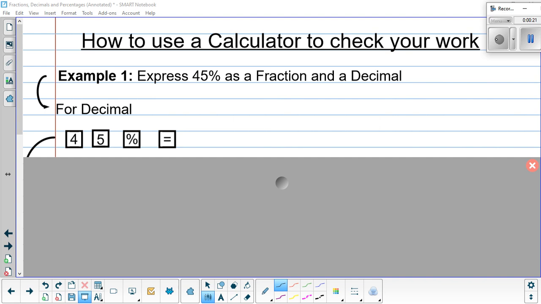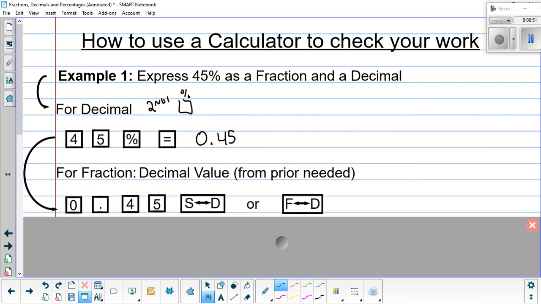So, example 1, we want to express 45% as a fraction and a decimal. So for a decimal, we hit the number 4, 5, and then our percentage button. This percentage button can sometimes be hidden on the bottom with a second and then some button with the percentage up top. So just look for that, and then you'd have to use the second button. Press the equal sign, and we're going to get 0.45.